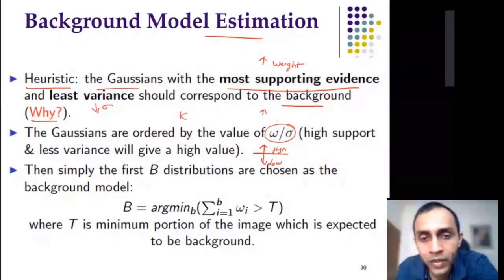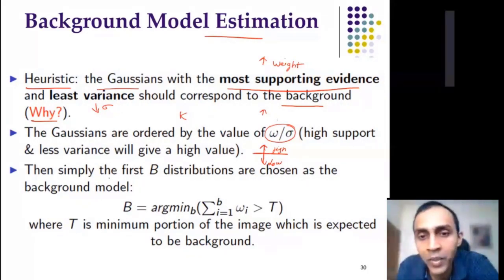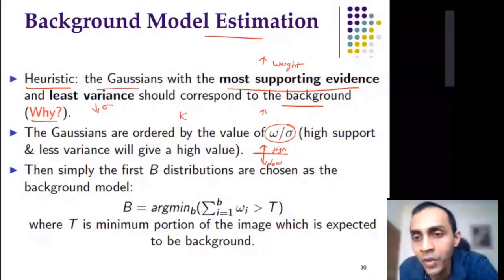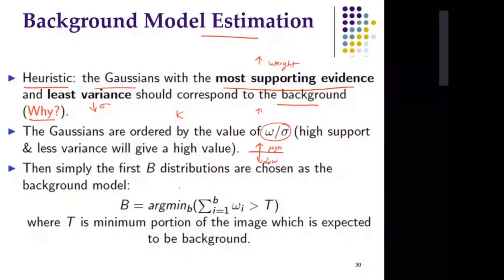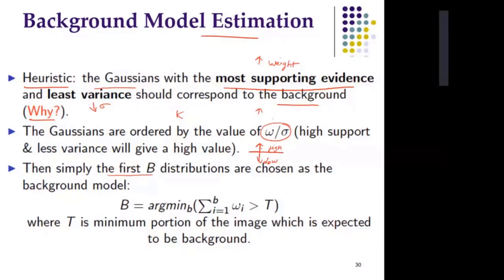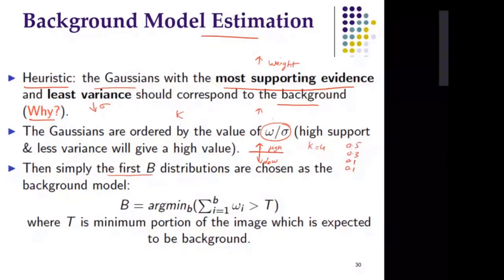So that is being shown here. Basically we arrange this W by sigma, and then we pick up the first B distributions from the higher side. Let us say after arranging we got the values 0.5, 0.3, 0.1, 0.1. Let us say we are having 4 Gaussians in our model, with weights in this ratio. Of course, we will take weight by sigma also, but let us say while deciding the background model, we only take into account the weight values.